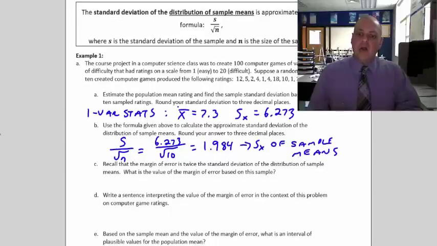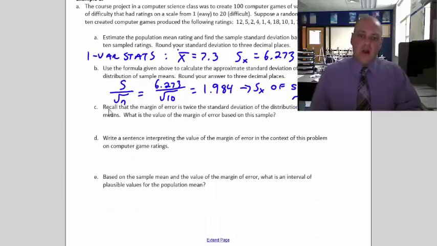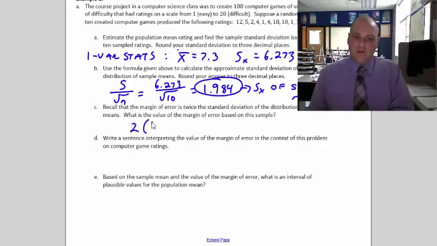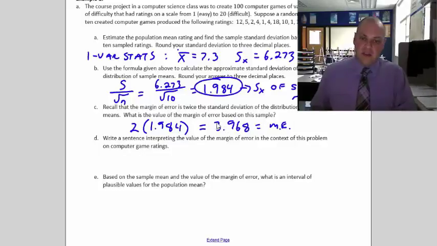So now we're going to do margin of error. Recall that margin of error is twice the standard deviation. So what is the margin of error here? Well, here is our standard deviation of the sample means. We're going to do 2 times 1.984, and that's going to give us 3.968. So our margin of error is 3.968.